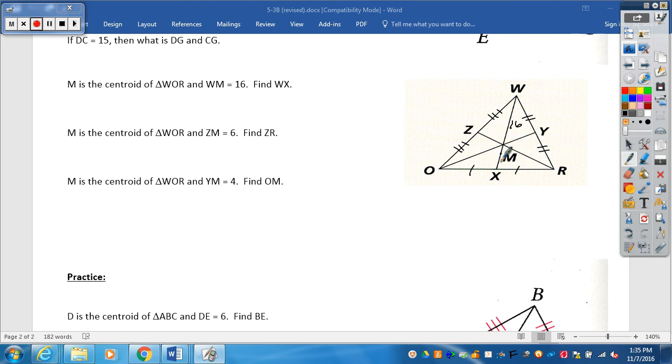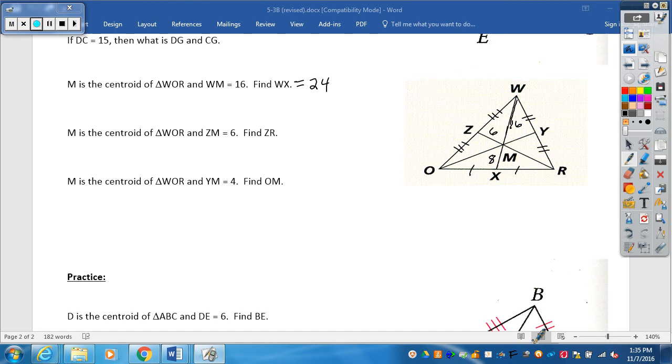To get MX, I have to take this and divide it by 2. Remember, this length here, if I double it, I get this one. So if I have this one, I have to divide it by 2 to get this one. So this would be a length of 8. MX would be 8. Okay? So to find WX, I'm just going to add 8 and 16 to give myself a length of 24.